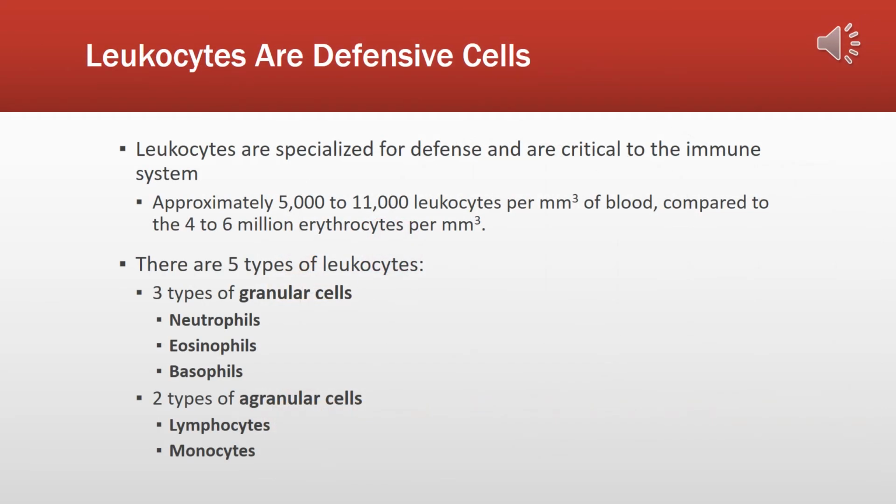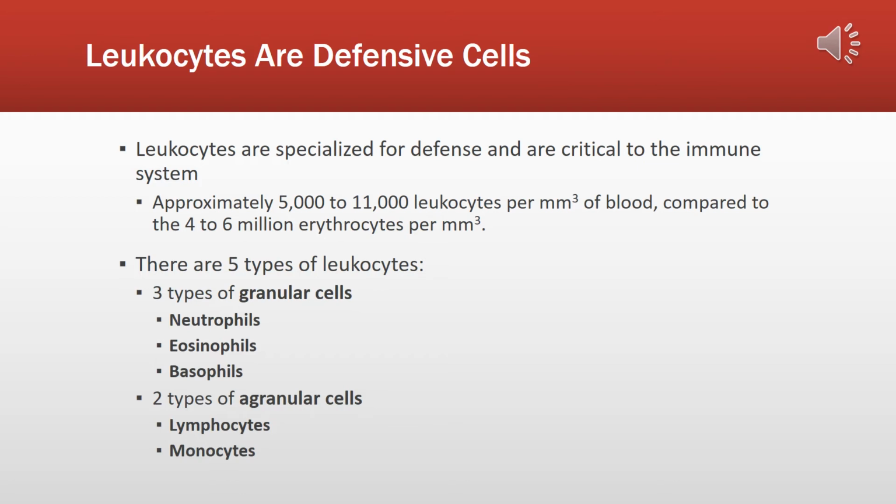Leukocytes are blood cells specialized for the defense of the body against foreign invaders or pathogens, and thus are a critical component in the immune system. There are approximately 5,000 to 11,000 leukocytes per cubic millimeter of blood, compared to 4 to 6 million erythrocytes per cubic millimeter of blood. So there are far fewer leukocytes than there are erythrocytes.